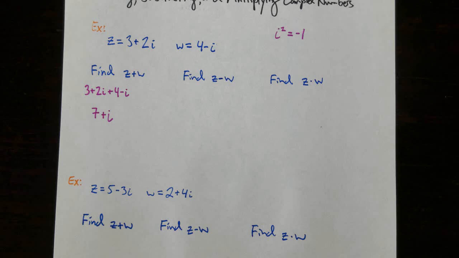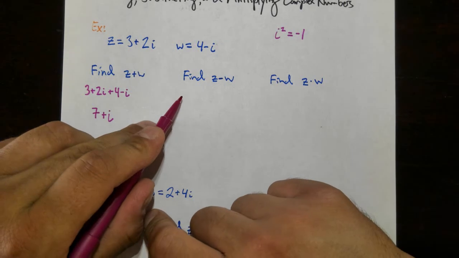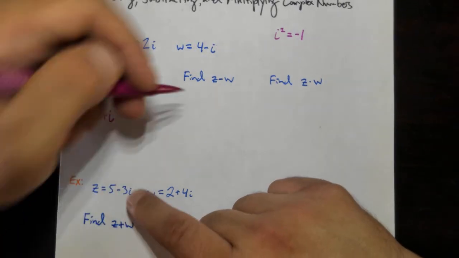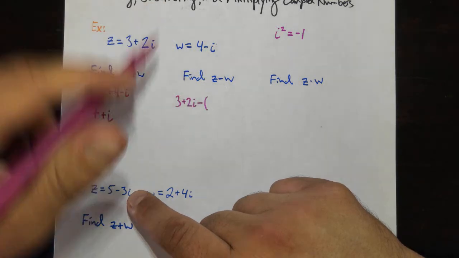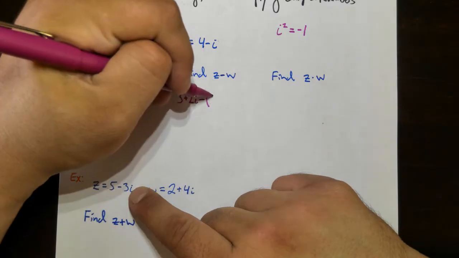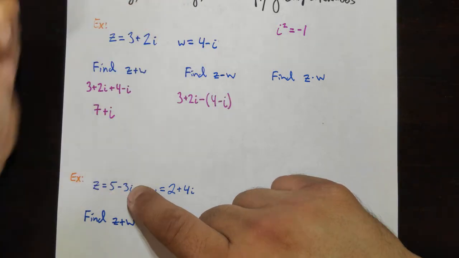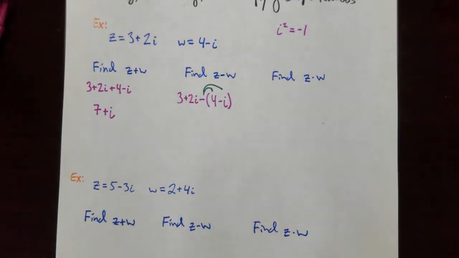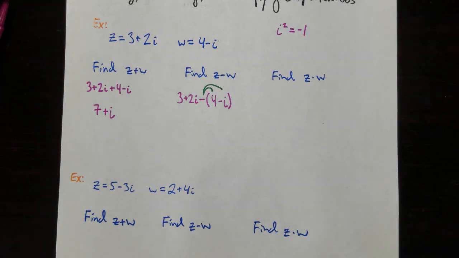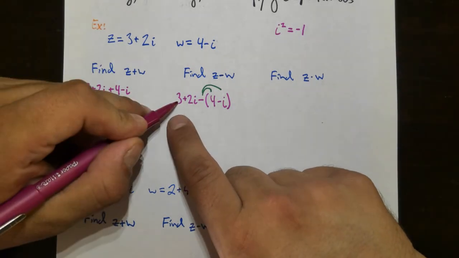Now let's talk about subtraction. So if you recall, when we were subtracting binomials, there was one extra step, and that was we had to distribute a negative, and maybe this will jog your memory. So it's z minus w, so I'm going to write z first, so 3 plus 2i, minus, and then I'm going to write my w in parentheses. Hopefully this is looking familiar. And we need to distribute that negative to both terms in the second complex number. That's very important.